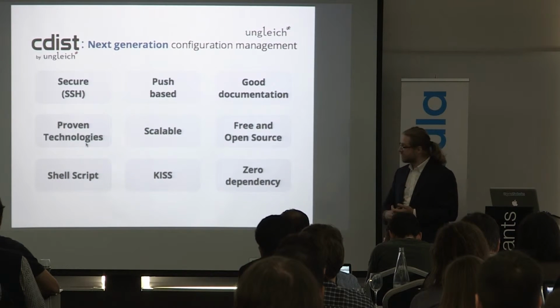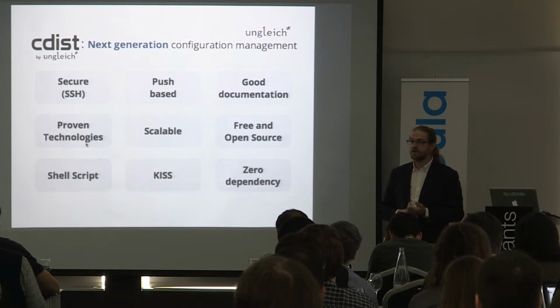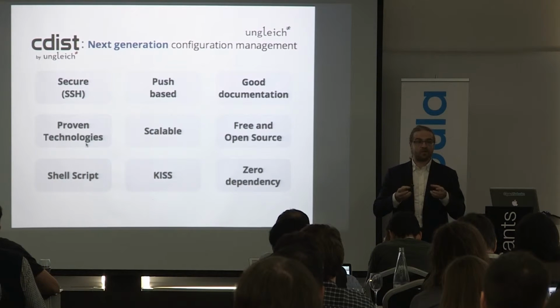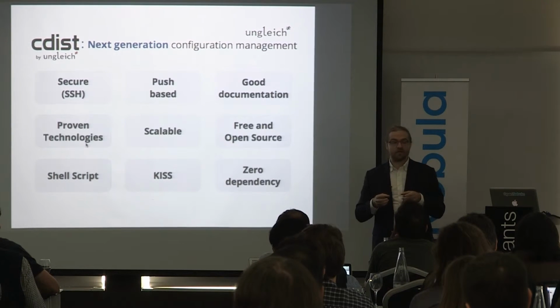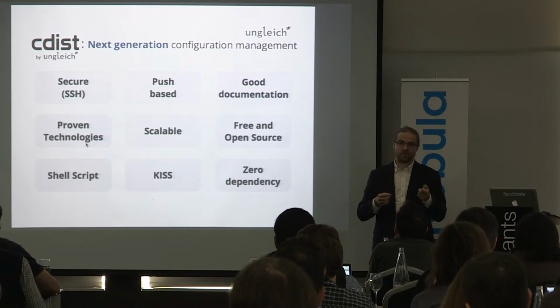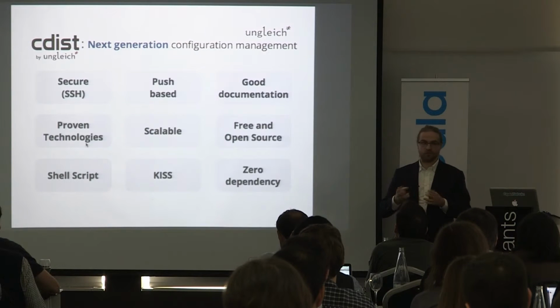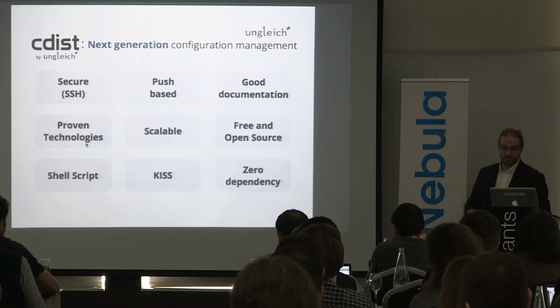When I said cdist originally, in the first 2 weeks, it was completely written in shell script. Nowadays, you write the manifests or the configurations in shell script, but the core itself is in Python. The background there is that shell script in its current form is not fast enough to configure a lot of servers at the same time. More background info I can give on this after the talk if you're interested.